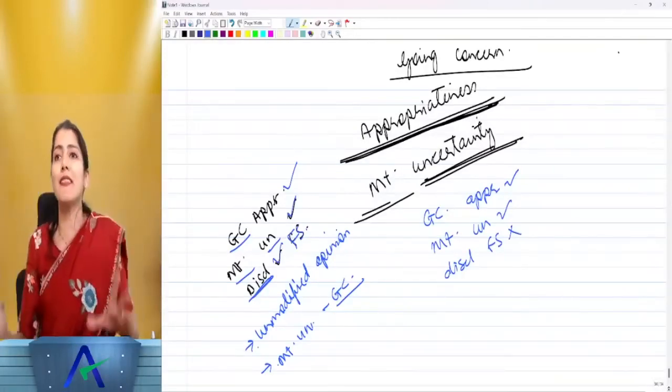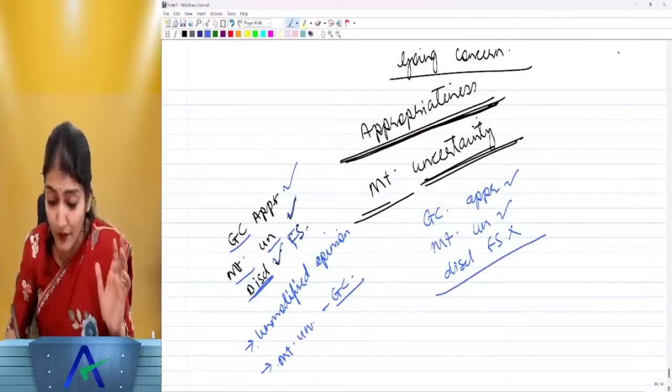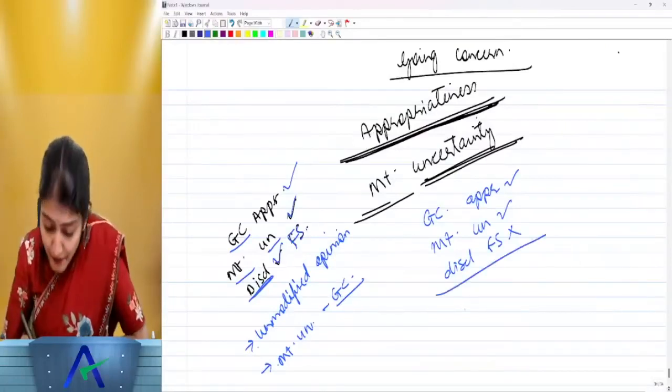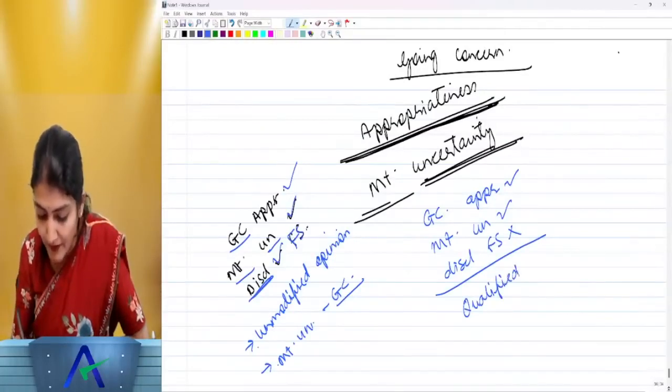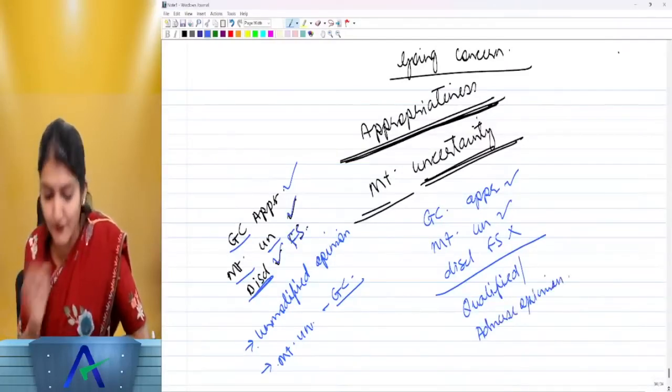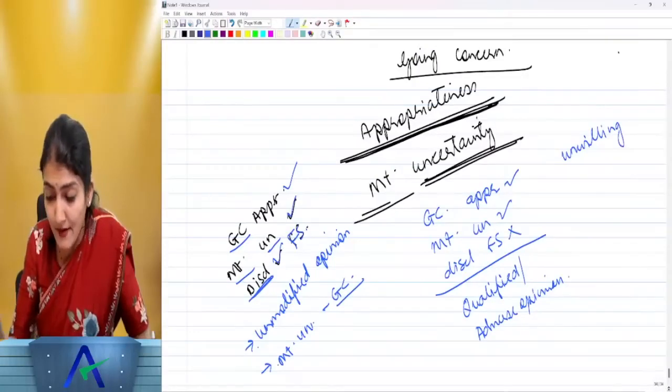Management has not made the adequate disclosures in the financial statements. Then in that case, auditor, what do you need to do? Either issue a qualified opinion or issue an adverse opinion. Okay, true and fair except for, or you say they are not true and fair. Right, adverse opinion.